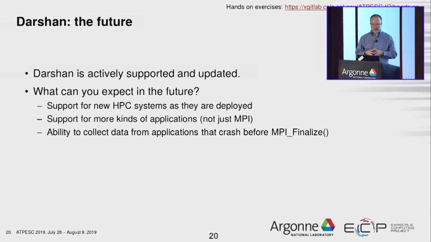And then last, we're working on ways to get information out of applications even if they crash, so they don't call MPI_Finalize. How can we still pull some information out and see what the I/O was like before that point?